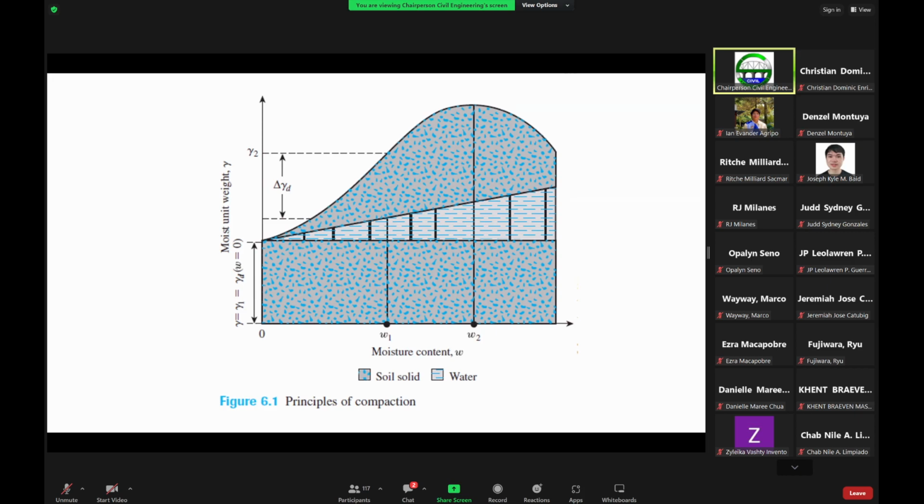Okay, are there any questions so far with this one before I proceed? Okay, so basically, this is the basic concept of compaction. No? Okay, if there's none, let me continue.